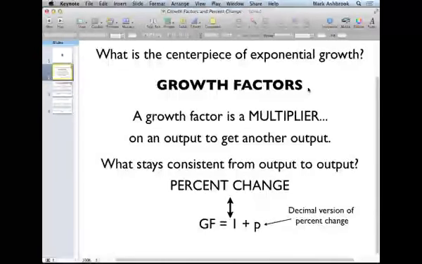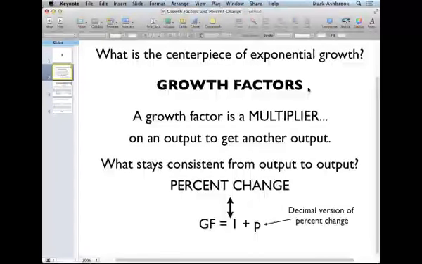Here's just the overview. Exponential growth is all about growth factors. We saw that in a particular situation, there are many growth factors. There's not just the one unit growth factor, but there's other growth factors too, depending on what change in input we're talking about. So if you change the input 5 units, there's a 5-unit growth factor.